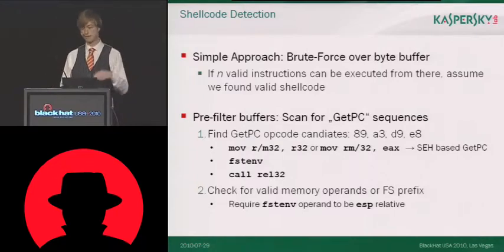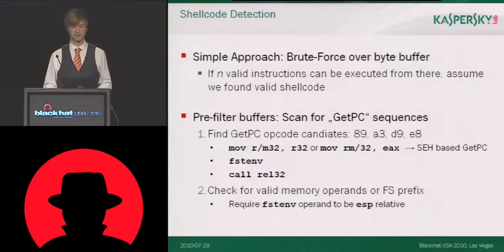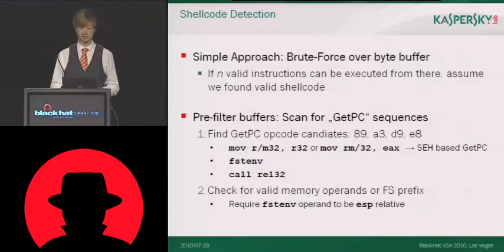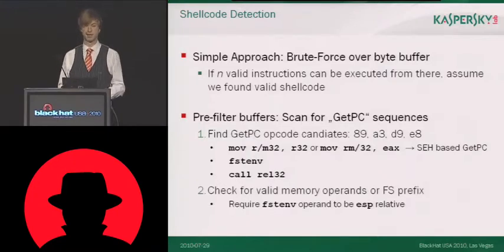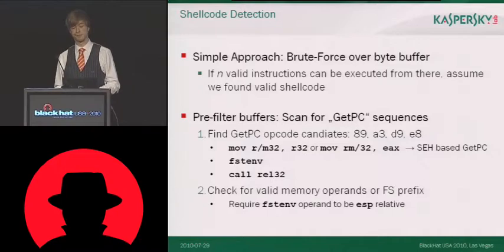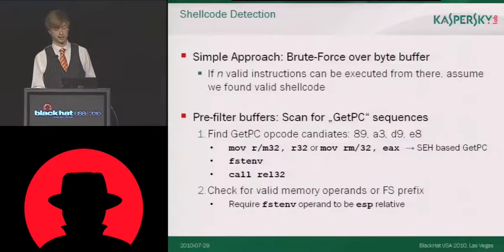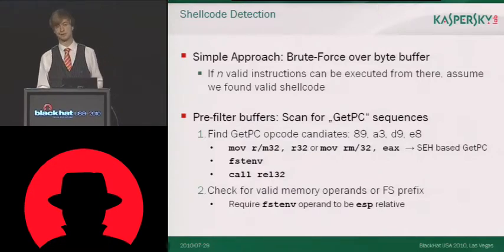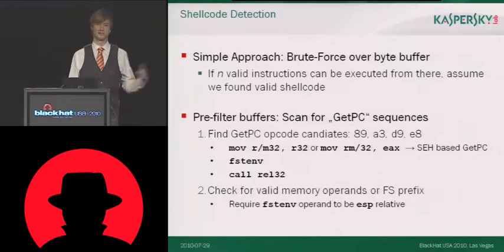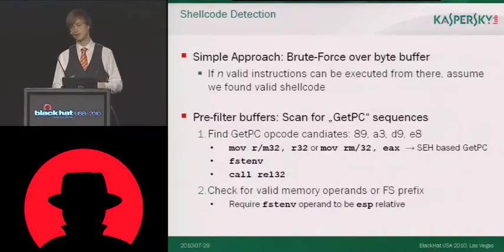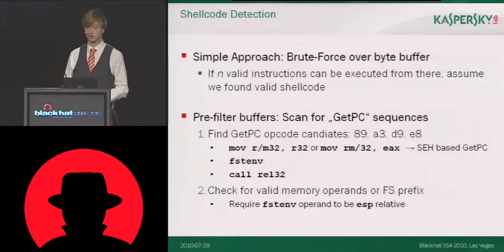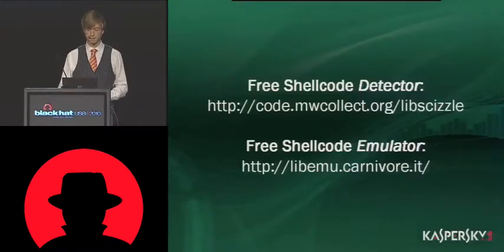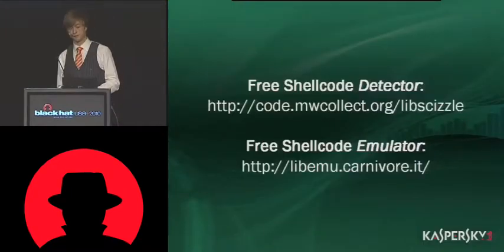So for these operands, for these instructions like the move instructions or the store floating point environment instruction, I actually also kind of parse or disassemble the operand and try to find out, is it actually a valid operand? And if not, I can also discard this position in the buffer. So for the floating point instruction, I also require the operand to be relative to the ESP register because that's what you usually see. I mean, obviously there's ways to circumvent this, but this will catch all the real world shellcodes. And that's what I'm actually releasing for free on the internet.